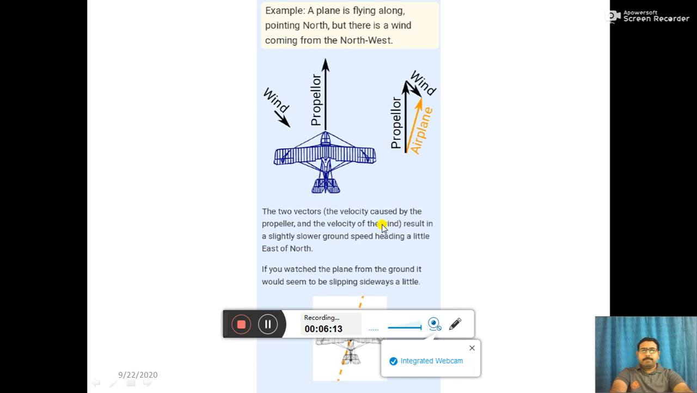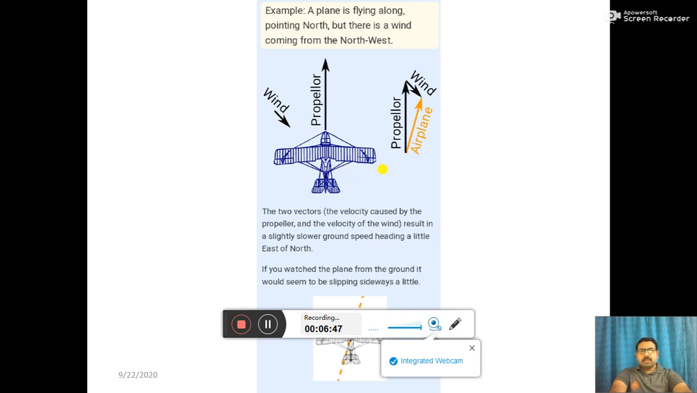Then a plane is flying along pointing north, but there is a wind coming from the northwest. So the plane moving towards the north direction is one vector. You consider it as one vector, and the wind is coming from the northwest direction, so you consider it as one more vector. Due to these two, there exists a new vector, that is, the plane is moving towards the east of north due to these two external forces.